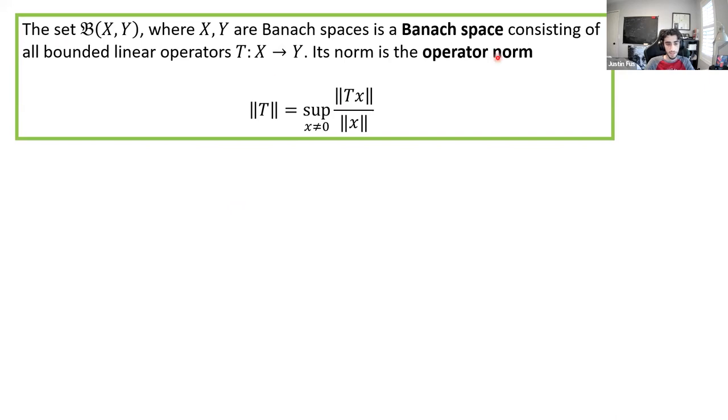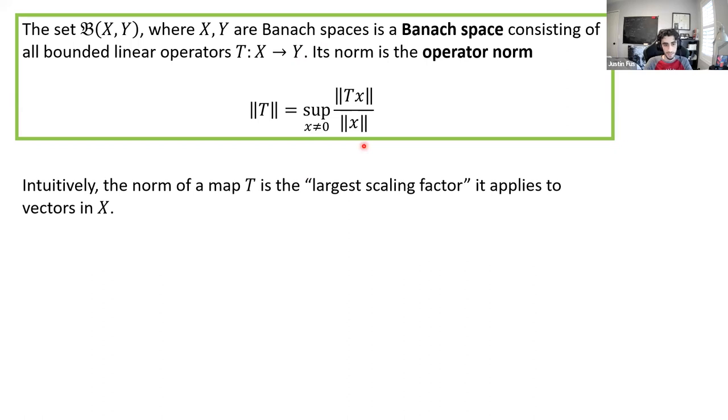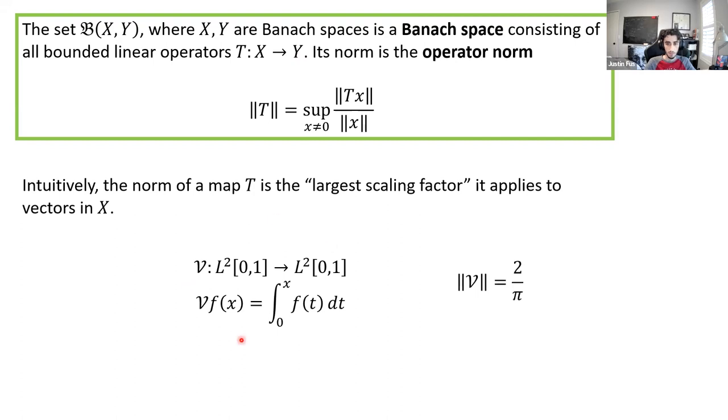With this, we could define the operator norm of a bounded linear operator by seeing what it scales things at most by. So this is the operator norm of a bounded linear operator. The set of all bounded linear operators is actually a Banach space with this norm. As I mentioned, it's intuitively the largest scaling factor that T applies to vectors. With some clever use of what's called the Cauchy-Schwarz inequality, you can show that the Volterra operator has norm 2 over pi.